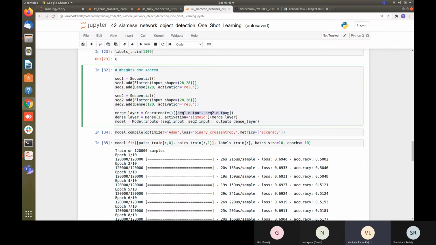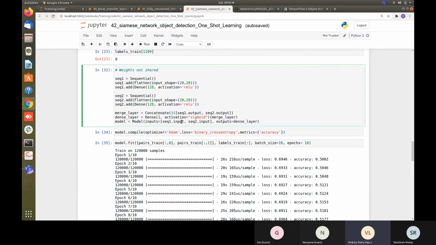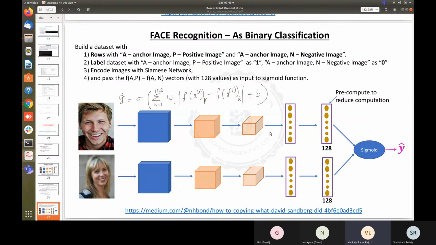I am concatenating these two outputs, right? Like this. I am concatenating. And then I passed the concatenated one to the sigmoid layer. Okay, that's the network. I concatenated these two and passed it to the sigmoid layer.